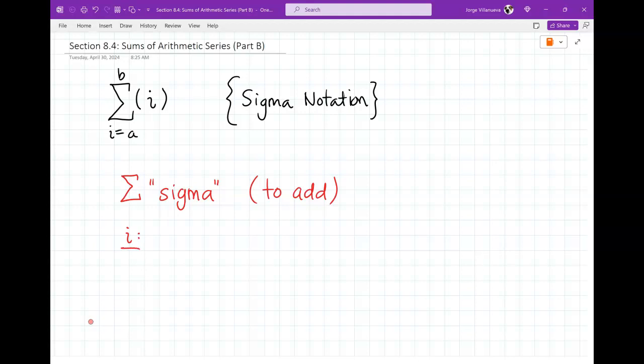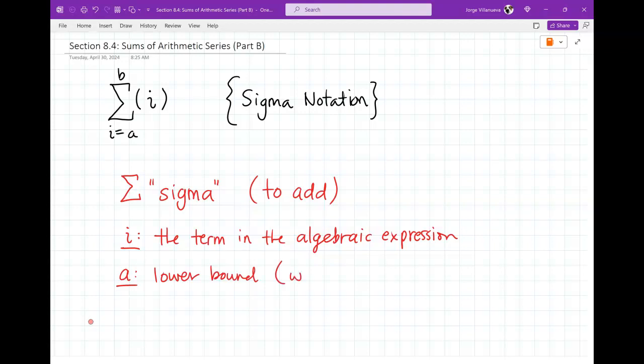Okay, so our I, this is the term in the algebraic expression. I know this may not make a lot of sense right now, but when we do examples, it'll make a lot more sense. But I is the term in the algebraic expression. Okay, A is our lower bound. Now our lower bound means this is where we start. So I'm going to put that right here, where to start. So this is going to be the number you start plugging in.